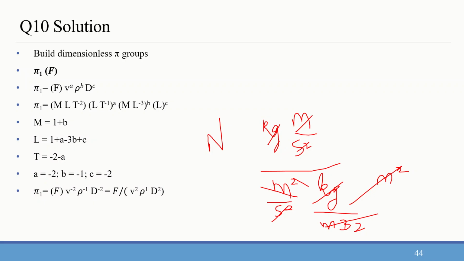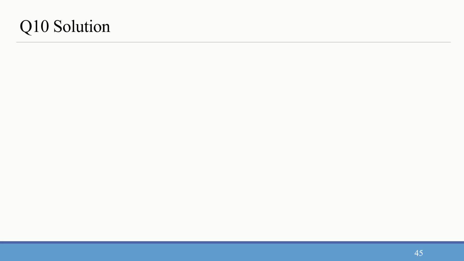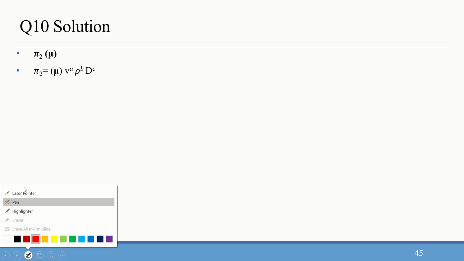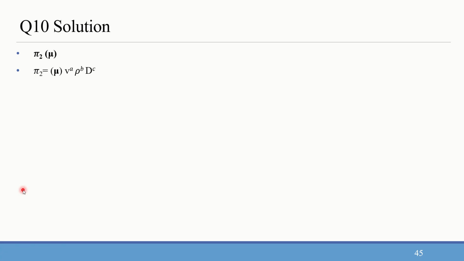So F by V square rho D square is almost equal to CD, which is equal to F by half rho V square into A. So A is pi by 4 D square, right? So dimensionally the equation is similar to that. So pi 1 is similar to CD. Now we are finding pi 2 based on mu. So from mu what can we write? Pi 2 is equal to mu into V^a rho^b D^c.